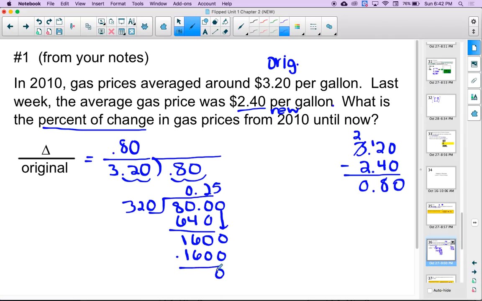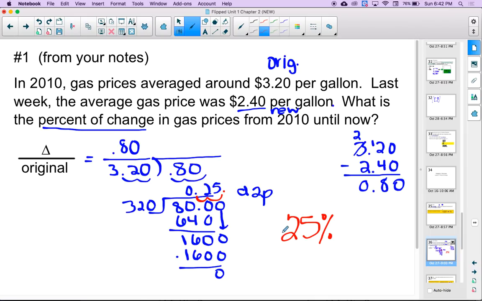So my decimal in this problem is 0.25 or 25 hundredths. I want to change it to a percent, so I'm going to use D2P. I'm going to move my decimal 2 places to the right, 1, 2, and that tells me that I have a 25% change. But the last thing I want to do is include if this is an increase or a decrease. That's how we finish up our percent of change problems.